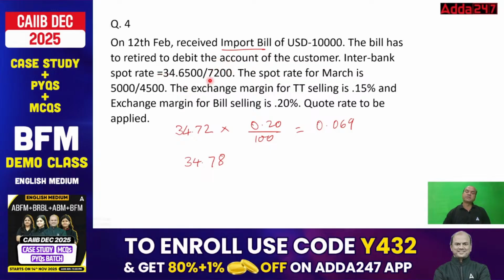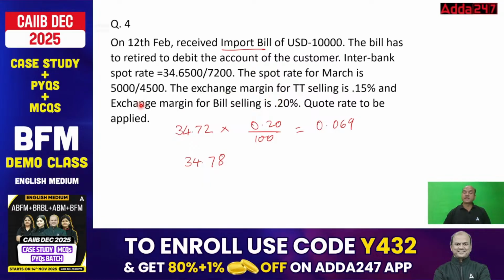34.72 I'll be using 72. This is of no use. Spot rate for March, no use, zero use. Trap, it's a trap. Whenever you have immediate transaction, spot transaction, this forward rate is always a trap. Okay, so 34.72 you will be using. Now, what is the forward rate? Forward rate is zero. So remove it. Now, what is remaining? Bill selling.